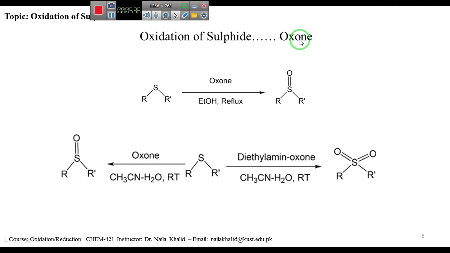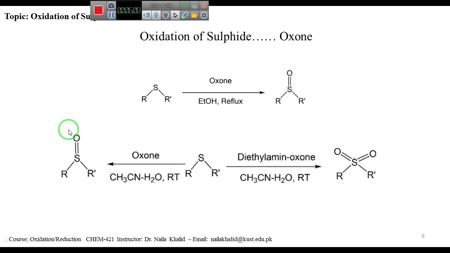Oxone is another oxidizing agent which is used to oxidize this sulfide into sulfoxide. And if you treat this sulfide with diethylamine and ozone, then you get the fully oxidized product. If you want to oxidize it partially, you need to use oxone separately. So you will get sulfoxide.